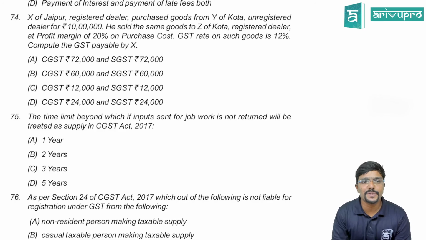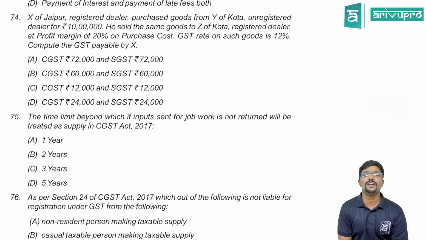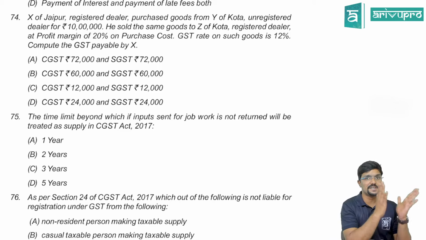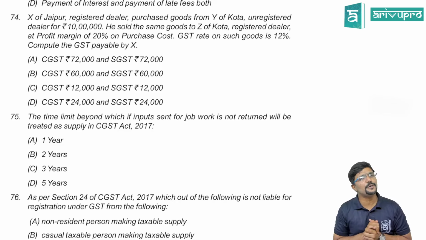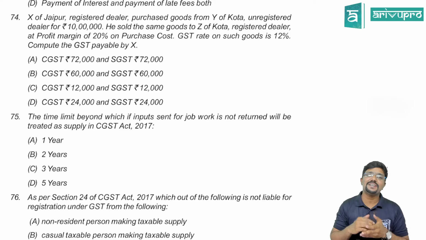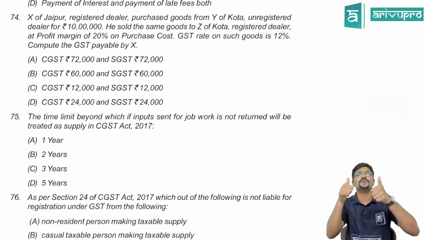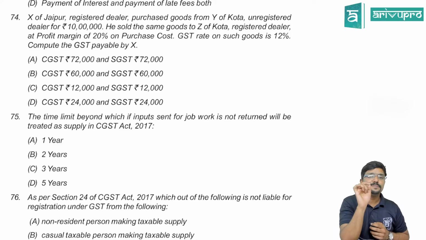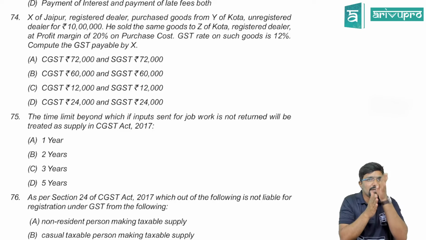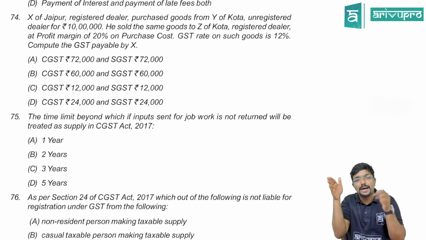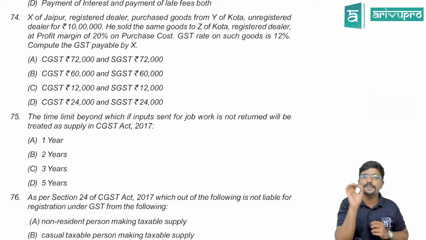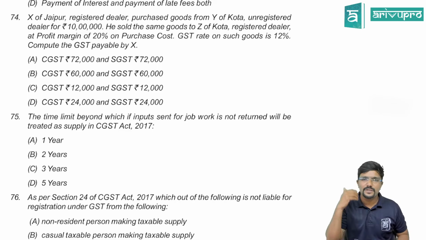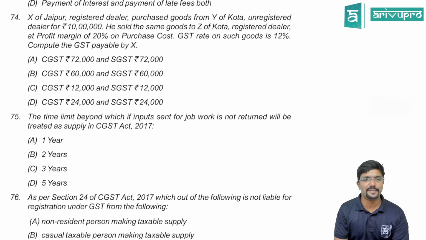Then 74. X of Jaipur, registered dealer, purchased goods from Y of Kota, unregistered dealer, for 10,000. Okay, supplier is unregistered. Please be careful. When supplier is unregistered, will supplier be liable to pay GST? No, sir. So in that case, will he collect any tax from the recipient? No, sir. And see, please be careful. When the supply is from an unregistered person to a registered person, RCM is applicable only for few selected goods, not for all the goods. That too, some construction related goods like cement and all.